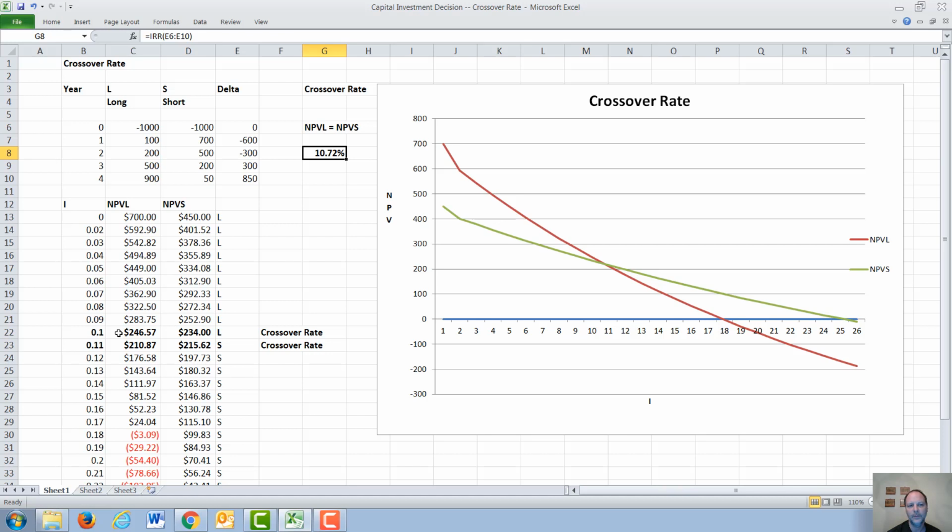Consistent with being between 10 and 11%, and also consistent with the point where we show the two projects equal on the graph.